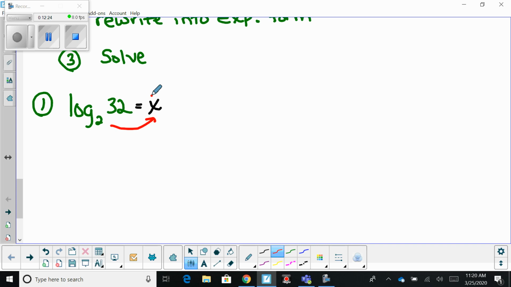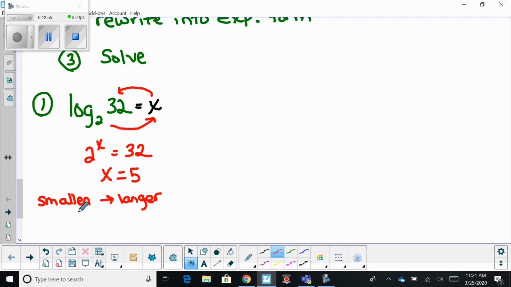If you need to use your little arrows, that's fine. So 2 raised to the x equals 32. And then truly at this point, you should be able to recognize that 32 is a power of 2 and that 2 raised to the 5th equals 32. So x would equal 5. Right here, we've got a smaller number, 2, going to a larger number, 32. So that has a whole number exponent.